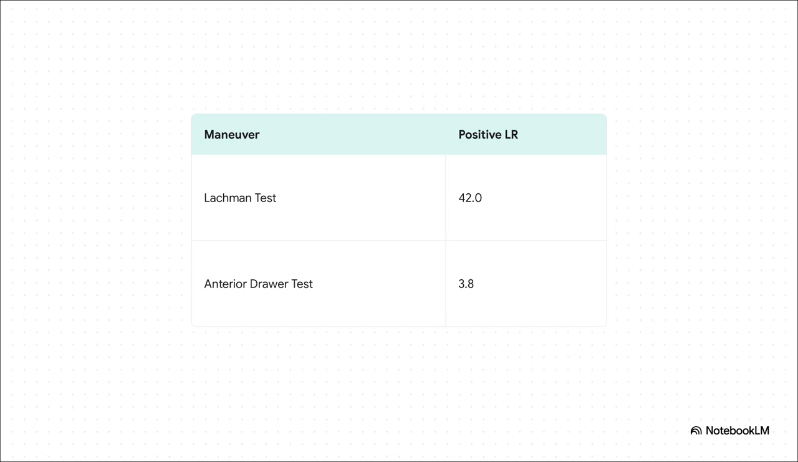And this, right here, is where the physical exam just proves its worth. I mean, look at this. Just look at that number for the Lachman test. A positive likelihood ratio of 42. That's huge. It means a positive test basically screams ACL tear. It's way, way more useful than the anterior drawer test, especially when the knee is all swollen and angry. Make the Lachman your go-to.